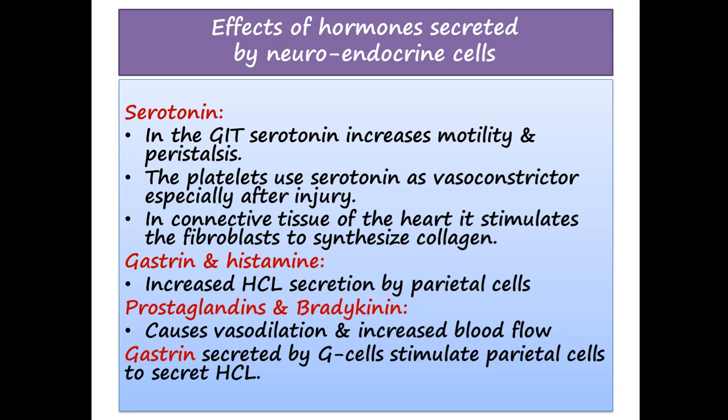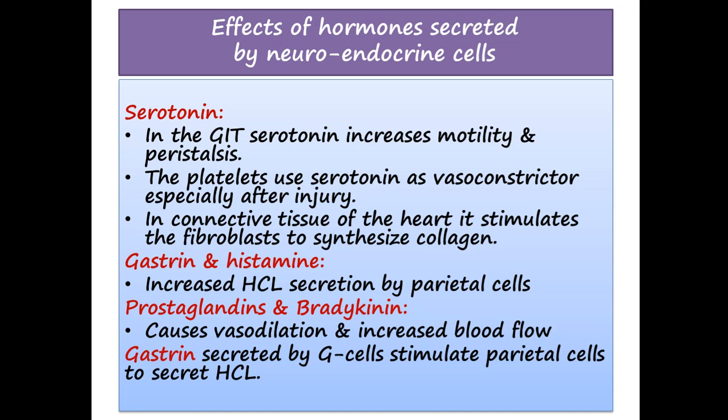The neuroendocrine cells also secrete prostaglandins and bradykinins. Prostaglandins are arachidonic acid metabolites, particularly the prostacyclin or PGI2. It causes vasodilation, and the same vasodilation is also caused by the bradykinin, which is a component of the kinin system, and we have discussed their role in inflammation. The gastrin is secreted by the G cells, and the G cells are also located in the pancreas. And the major function of the gastrin is to stimulate the parietal cells and to increase the secretion of hydrochloric acid.